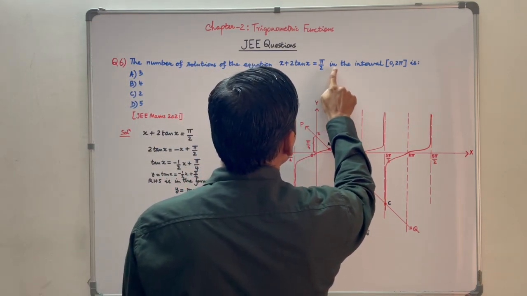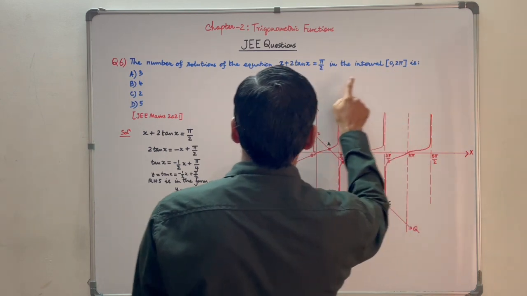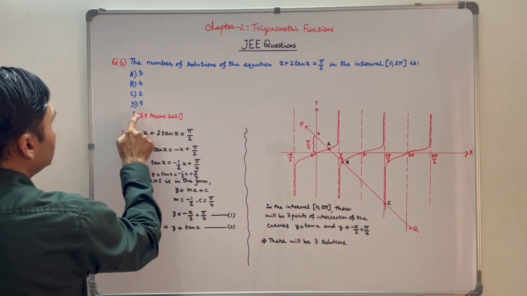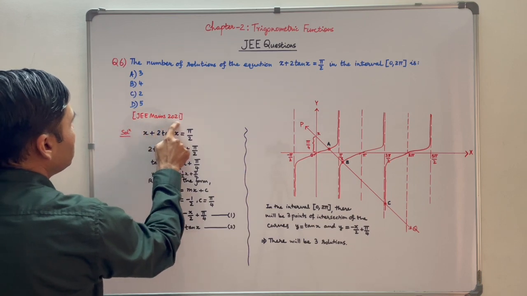Sixth question, the number of solutions of the equation x plus 2 tan x is equal to pi by 2 in the interval 0 to 2 pi is. These are the options given. This question appeared in JEE Mains 2021.